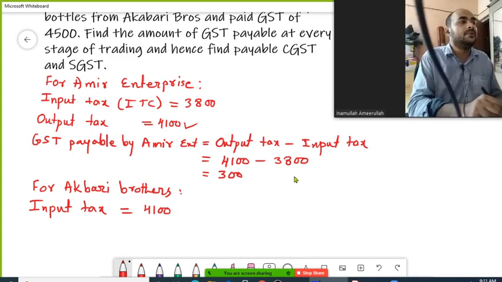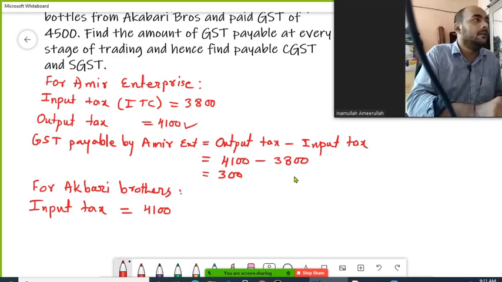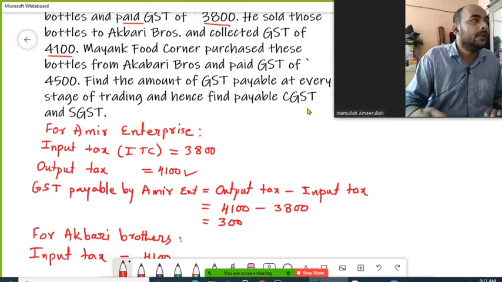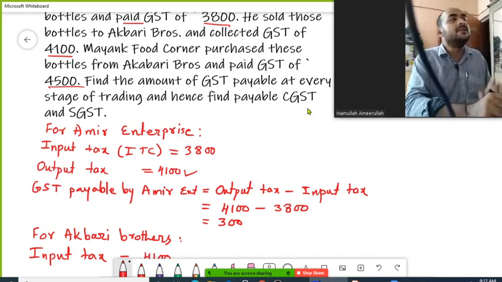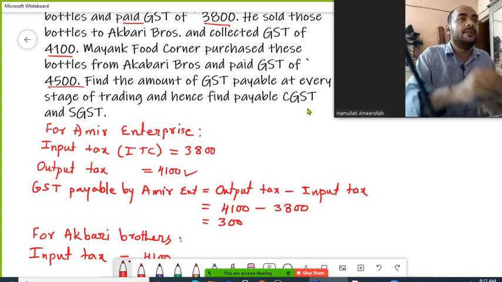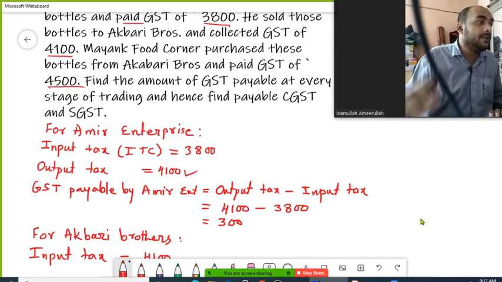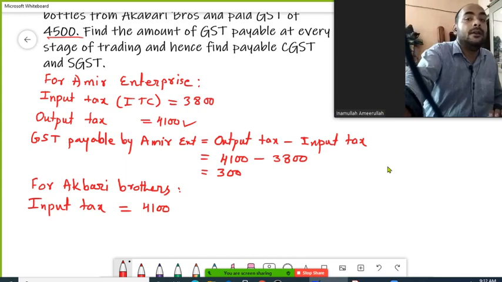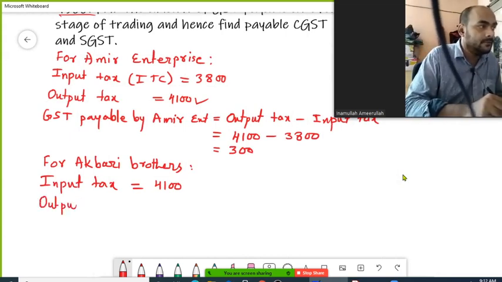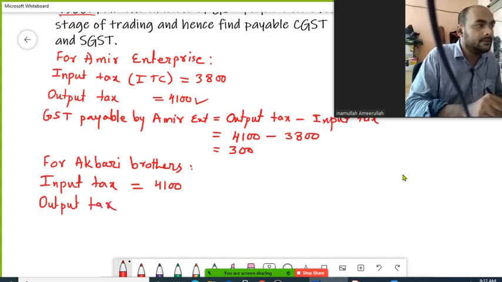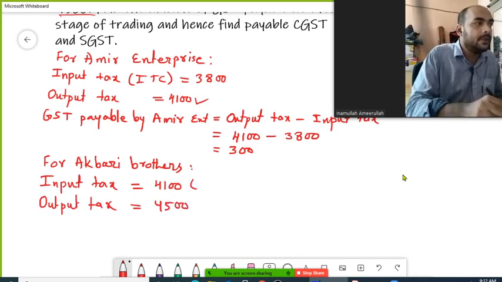And Akbari Brothers sold those bottles to Mayank Food Corner. Mayank Food Corner purchased these bottles from Akbari Brothers and paid GST of rupees 4,500. So this 4,500 is paid by Mayank Food Corner to Akbari Brothers and received by Akbari Brothers. So 4,500 is output tax for Akbari Brothers, and the input tax credit can be claimed by Akbari Brothers.